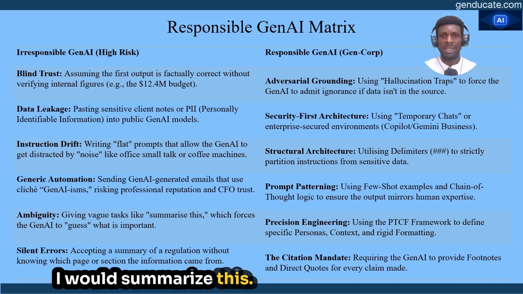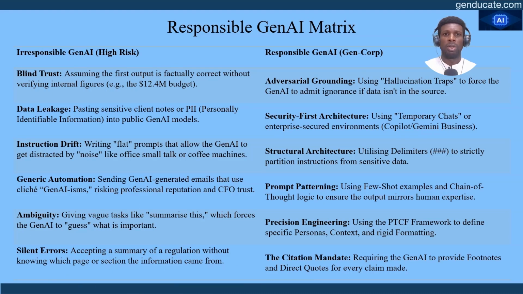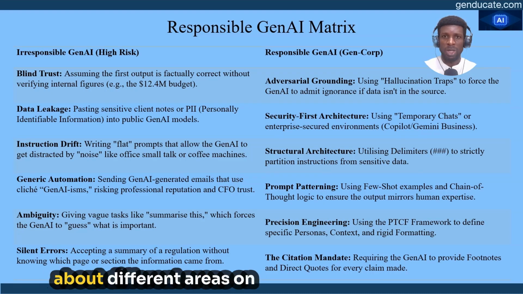I would summarize this. The very first part is to verify the output. We've practiced different areas and we've talked about different areas on how to verify the output. Use adversarial techniques to prevent hallucination. Do it in different steps so you're sure at the end.